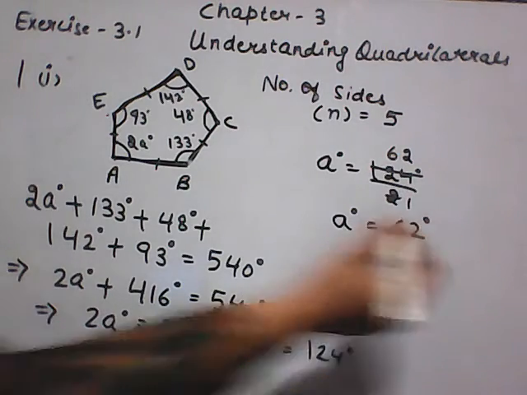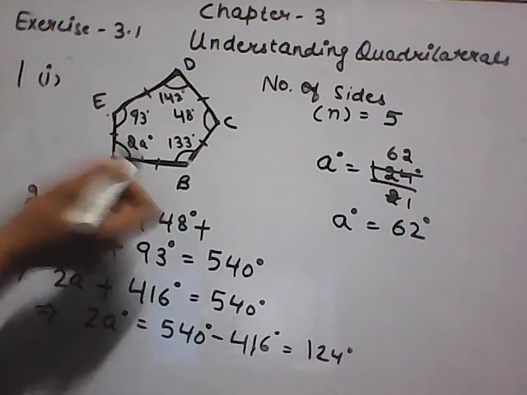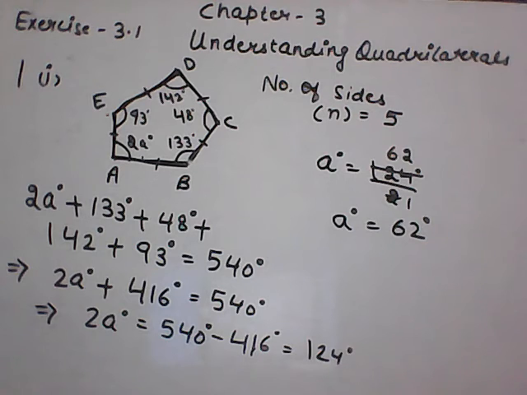In this way we can find the value of an unknown variable in any polygon. You have to know how many sides there are, then you can find it by using formulas. Here A is an interior angle, so we can use the formula of interior angles. The sum of interior angles of a polygon is n minus 2 multiplied by 180 degrees, where n is the number of sides. Let's move to the next question.